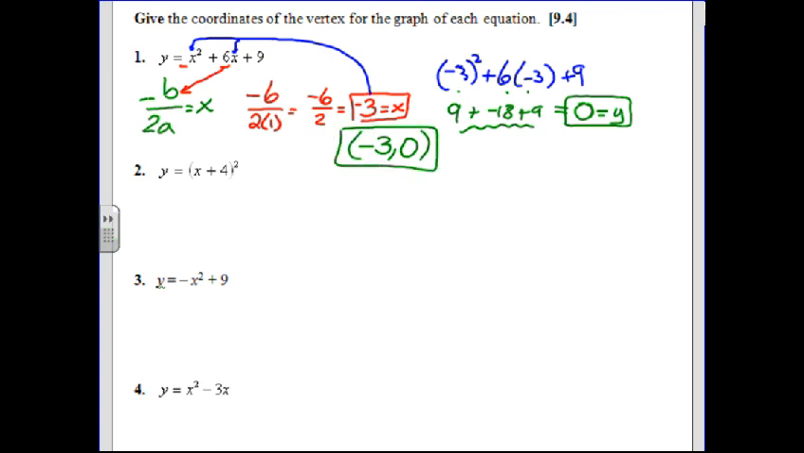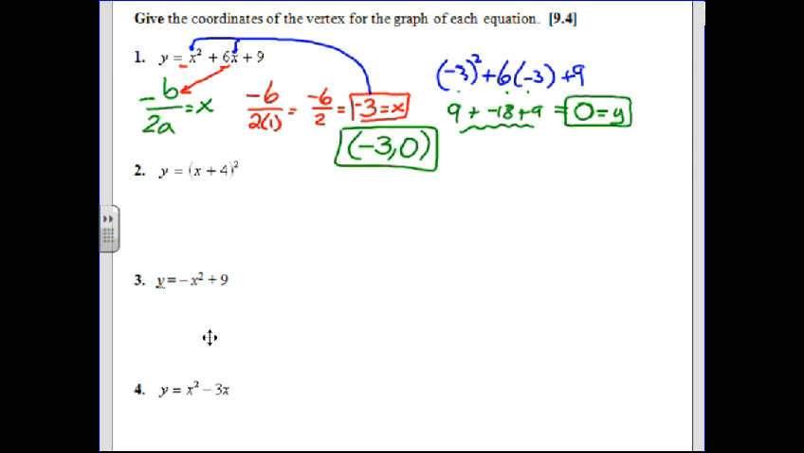That is my vertex. Answer for number 1, the coordinates for the highest point, or the lowest point in this case, for this parabola. All right, number 2, let's move right along because we don't have too much time.